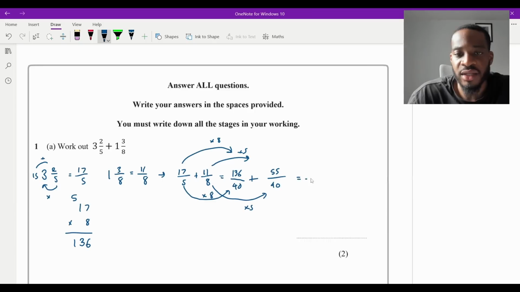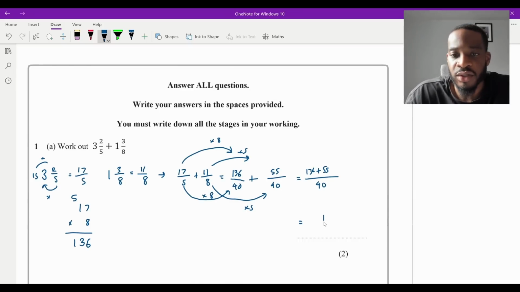So now we can add the numerators, can't we? 136 plus 55 all over 40. What is that equal to? 136 plus 50 is 186. Add 5, 191. So it's going to be 191 divided by 40. And that will be part A. It doesn't say to give it as a mixed number or anything like that, so we can leave it like that.